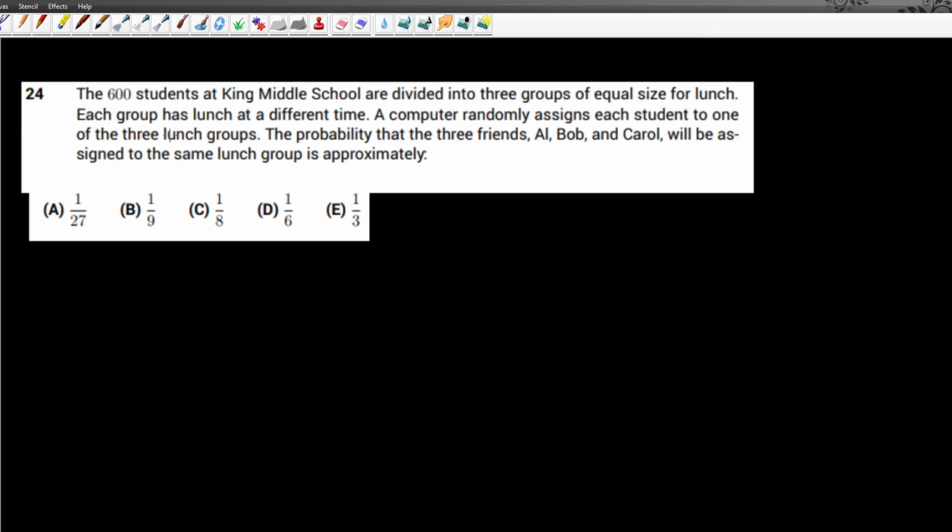So the 600 here is not useful, we just don't need it. We're interested in the 3 groups. So for Al to get into one of the 3 lunch groups is 1 out of 3, because there's 3 groups for him to get into. That's the same with Bob, because he has a 1/3 chance of getting into any of the 3 groups, and that's also the same with Carol. So then, if we want them to be in the same group, we have to multiply these probabilities, and we get 1 out of 27.